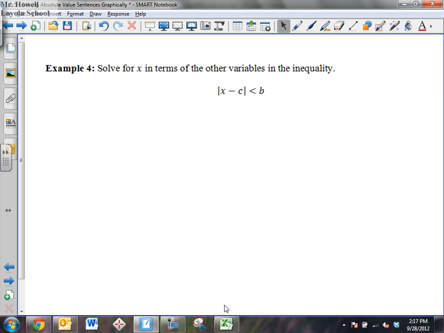By the way, the last one, in case you're wondering, the solution set written in set notation would have been this. Okay, that was from the last problem right there. That would have been the solution set.